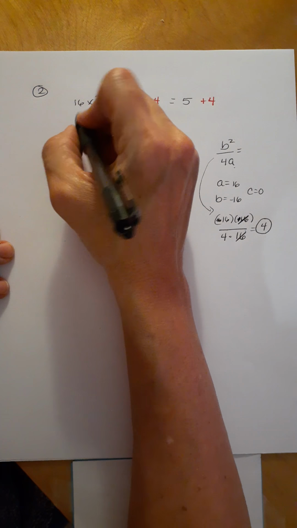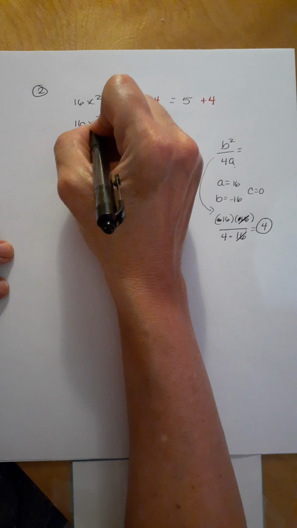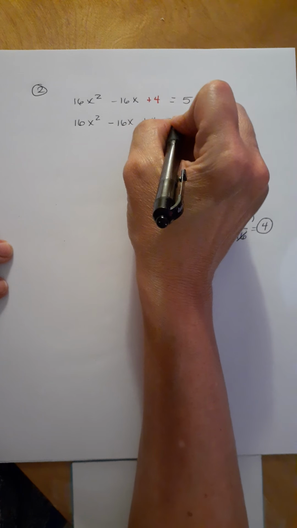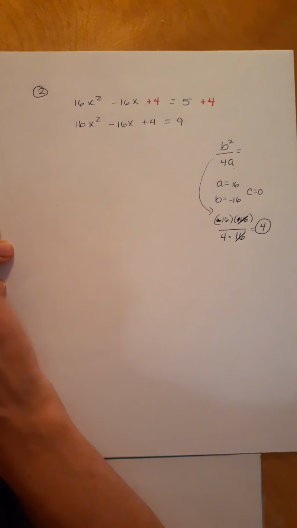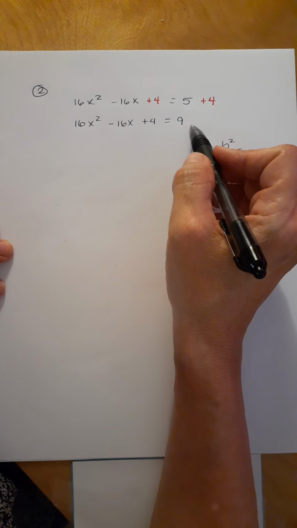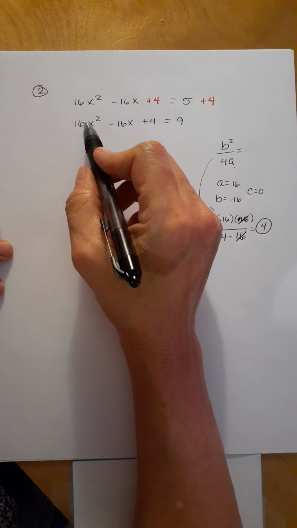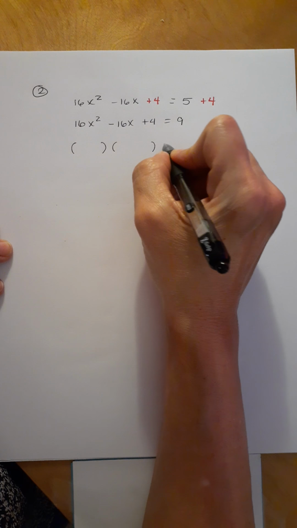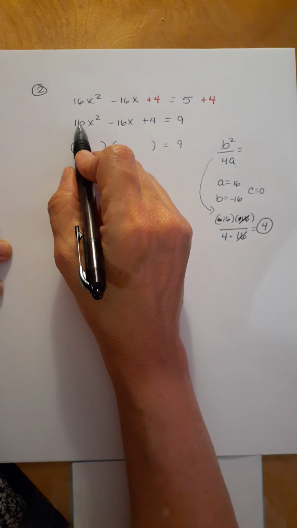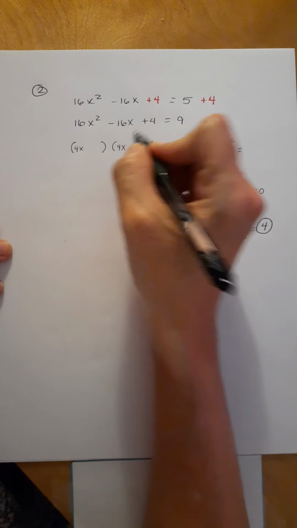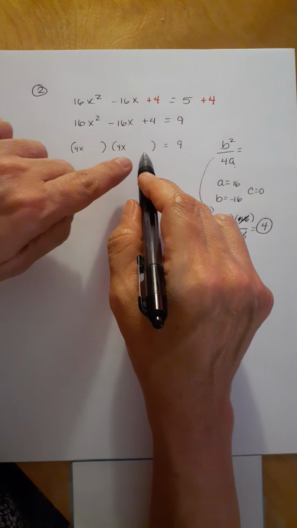And we get 16x squared minus 16x plus 4 equals 9. All right, 9 is a perfect square, so that makes me happy. I know that this is a little bit of an easier problem. We need to figure out this perfect square. This times this equals 9, right? 16x squared. Remember, it's going to be the exact same thing, because that's the definition of a perfect square. You're multiplying it by itself.